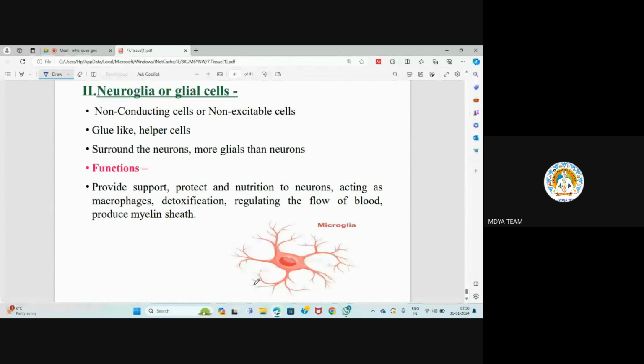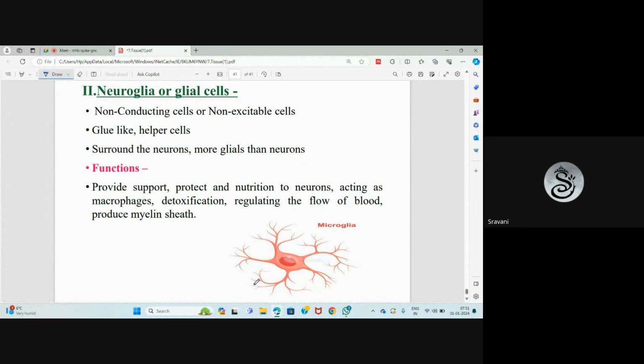What is the location of neuroglia? They are found in between neurons, in the nervous system only. They are supporting neurons.